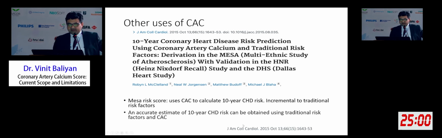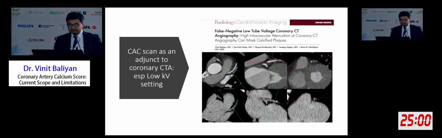Apart from the ASCVD pooled cohort equation, there are other ways to quantify risk for atherosclerotic cardiovascular disease. One of them is the MESA risk score, which actually integrates coronary artery calcium into the risk assessment, and they say it is incremental. There are studies that validated that use of calcium score improves the predictive value of these risk scores.